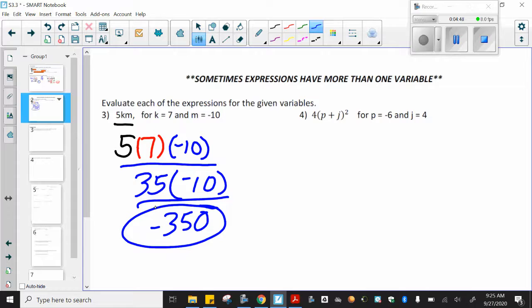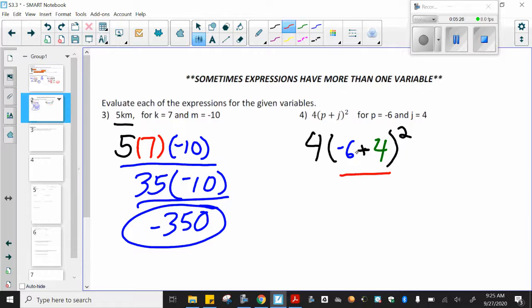Alright. So 5km means 5 times k times m. And we're going to plug the accurate letters in there. Last, I have 4 times the quantity P, which is -6, plus J, which is 4, squared. So we're going to evaluate the parentheses first.